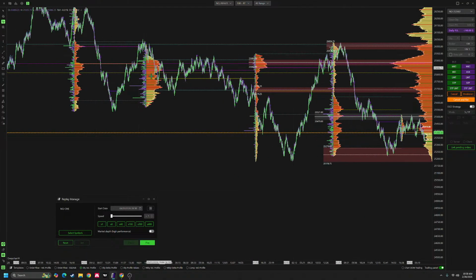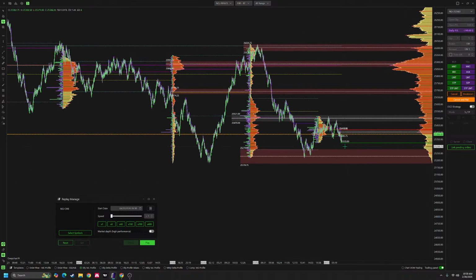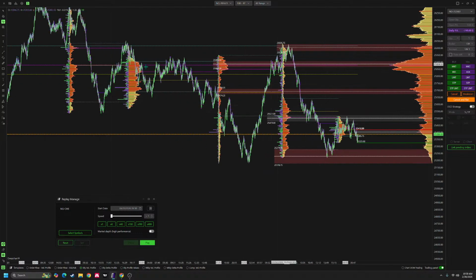All right, so we were up, we kind of shifted the point of control down. I expect us to likely make a move back up to a prior area of value, which is, I'm thinking my bias is long to up here, to retest this value area where we spent a great deal of time. We may sweep this low before we do that.